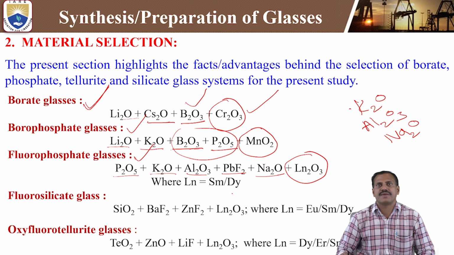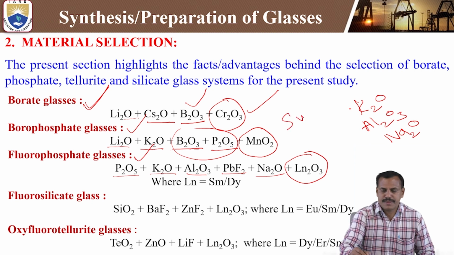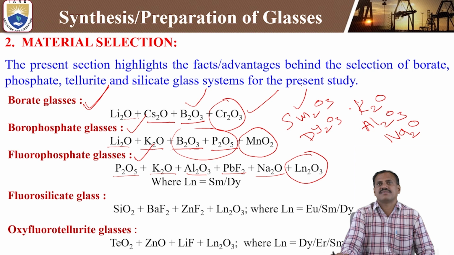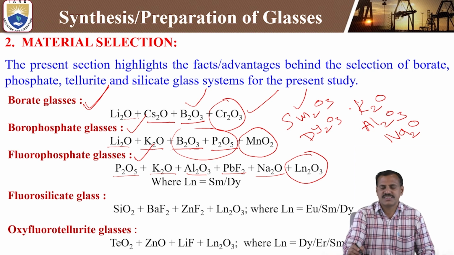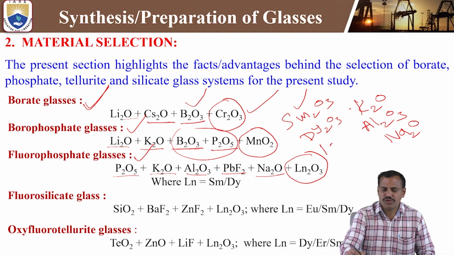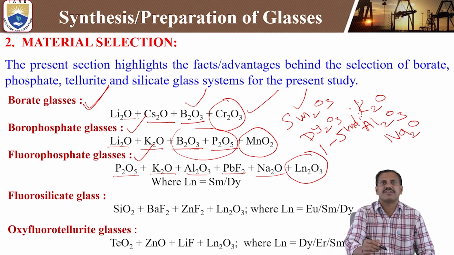That means samarium Sm2O3 or Dy2O3, dysprosium trioxide. These are the rare earth ions, or lanthanide ions, that we are doping. The concentration should be 1 to 5 mole percentage only in the preparation of fluorophosphate glasses.